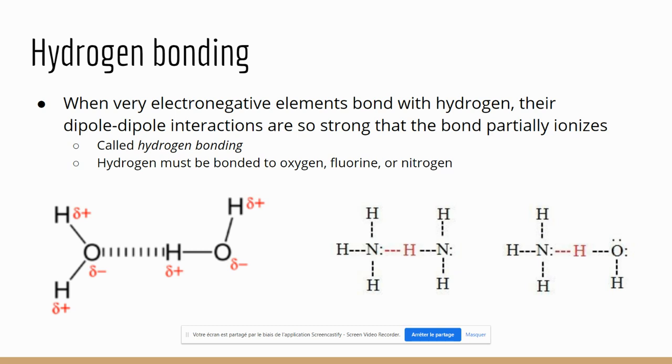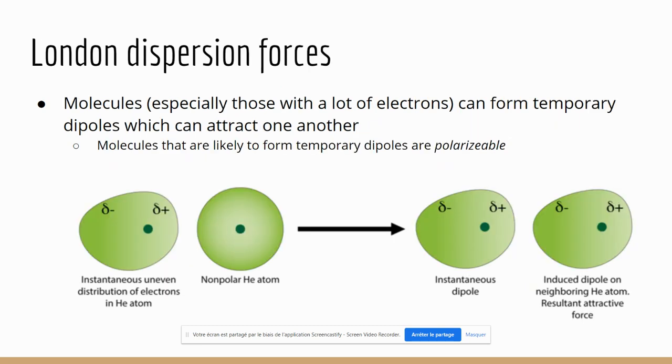I want to point out that hydrogen must be directly bonded. It can't just be in the same molecule. So you could have hydrogen and oxygen in the same molecule, but if they're not bonded to one another, you won't have hydrogen bonding. Pause here. You do not need to draw the picture.